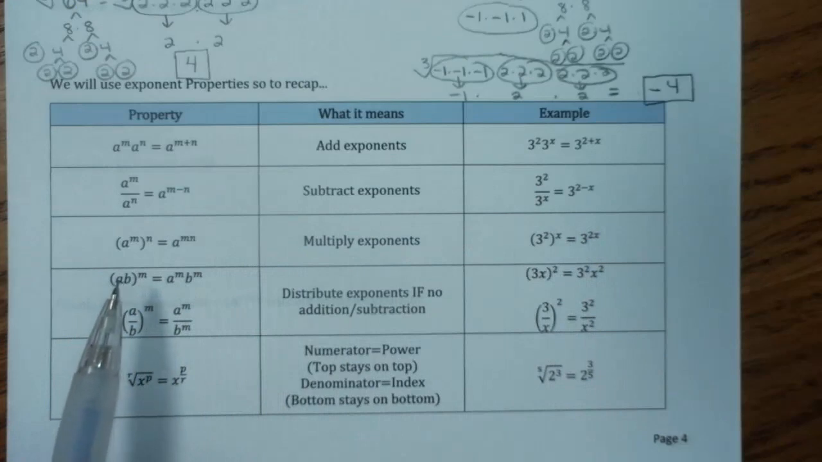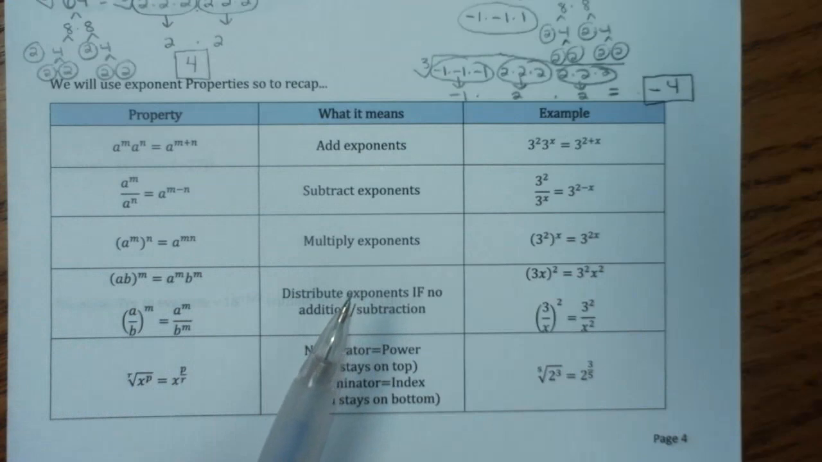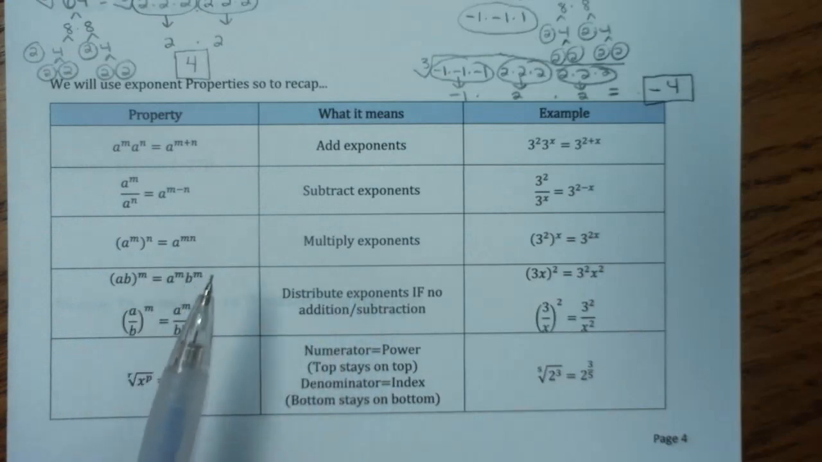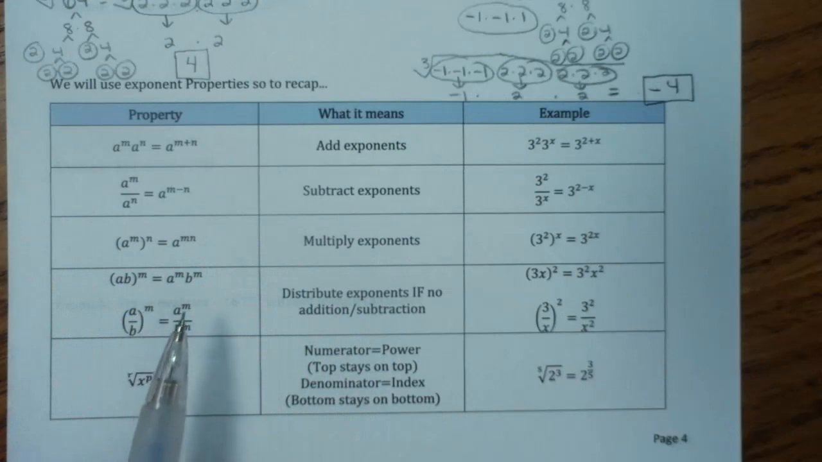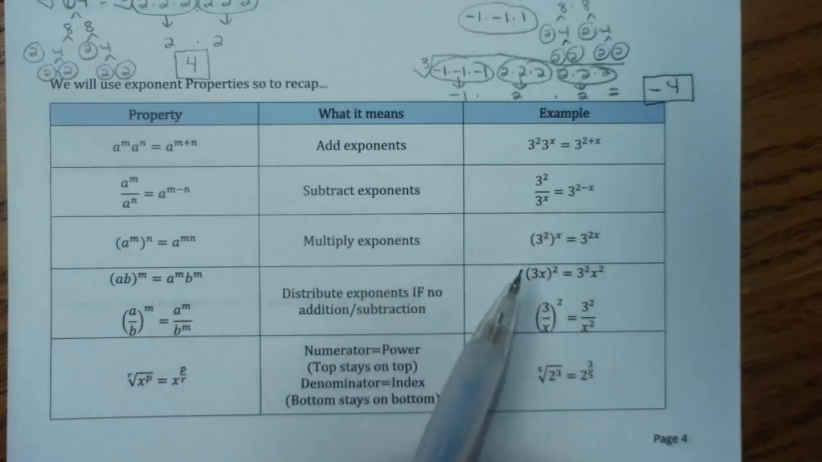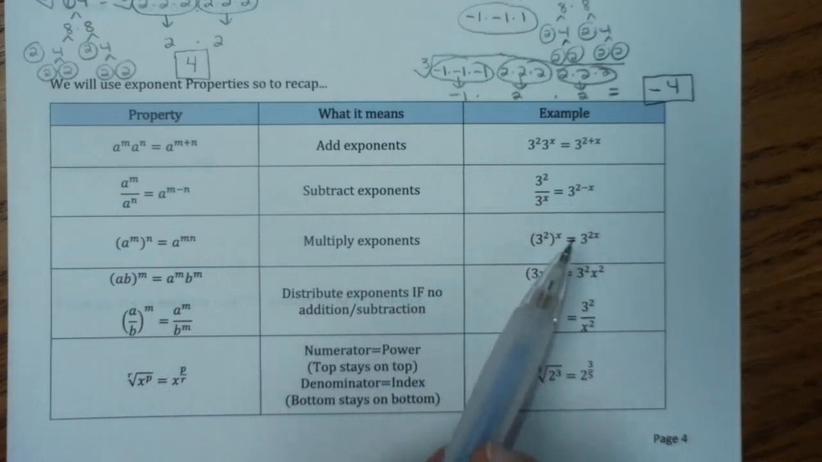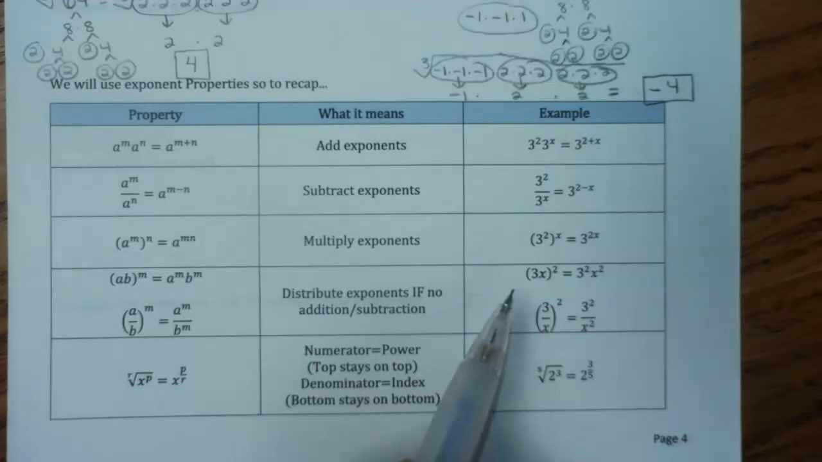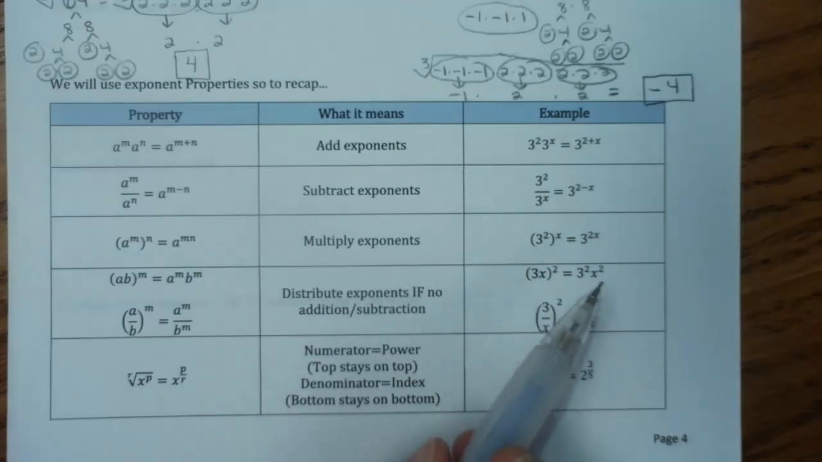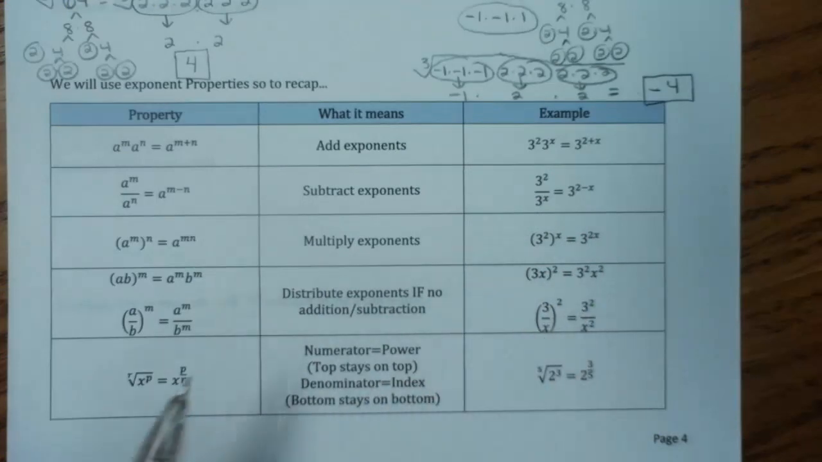Then we had ab to the m power. We can distribute those exponents if there's no adding and subtracting. So a to the m times b to the m. Likewise, a divided by b to the m power will give us a to the m divided by b to the m. So our examples are 3x squared will give us 3 squared times x squared. There's no adding or subtracting, so I was able to do this. 3 divided by x squared will give us 3 squared divided by x squared.